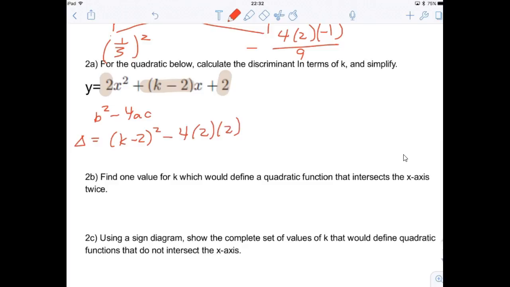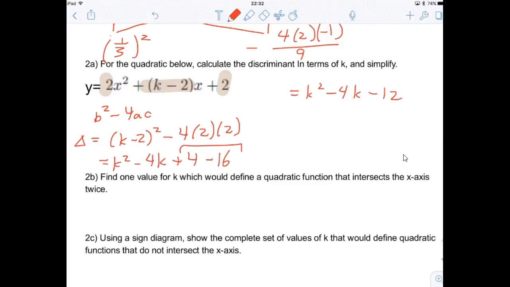Okay, and this, I'm pretty much done here, but it says to simplify. So if I'm going to simplify, I need to combine like terms. This is 4 times 2 times 2 is 16, right? And then now I can combine the 4 and the minus 16, so I end up with k squared minus 4k minus 12.